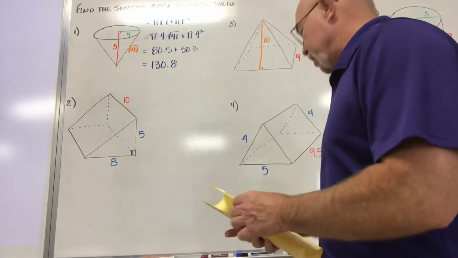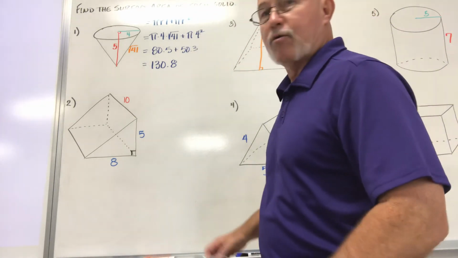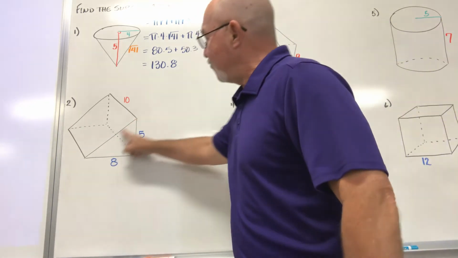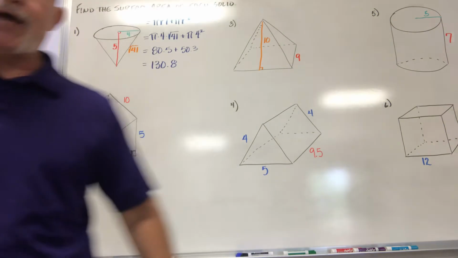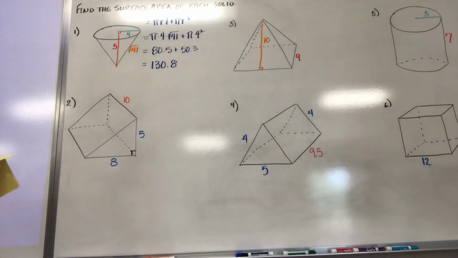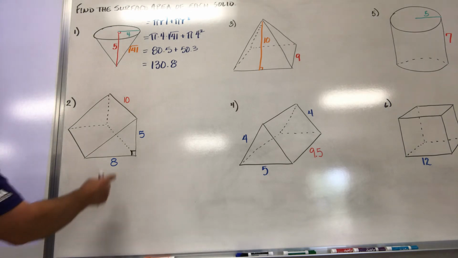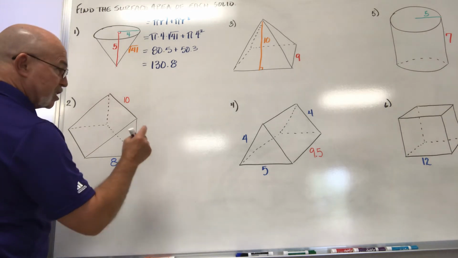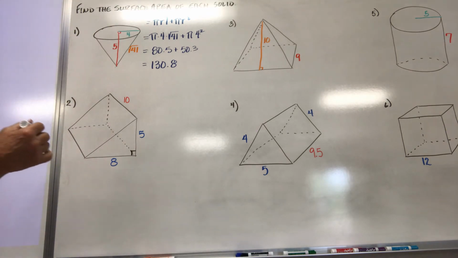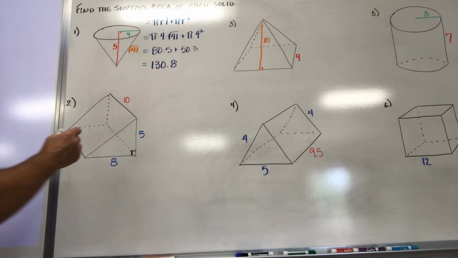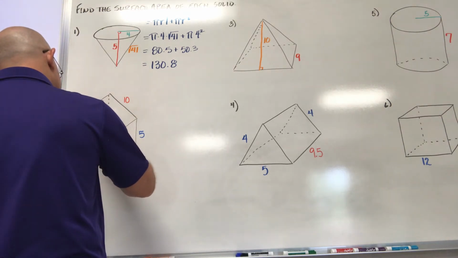On this one, we're going to have to use the Pythagorean theorem again. We've got to find this right here, because we've got to be able to find the perimeter of the base. So the first thing we're going to do is 8 squared is 64, 5 squared is 25. 64 and 25 is 89.